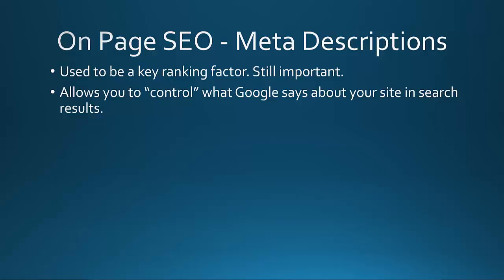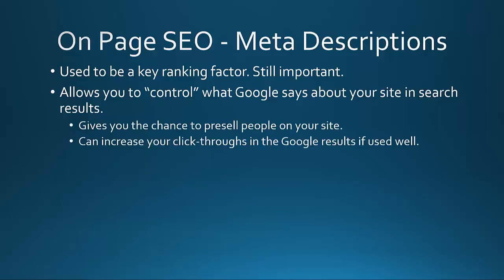and maybe a reason they should visit your site, because as you're getting impressions, you also want to be getting click-throughs, because it's no good if you have all the impressions in the world, like you show up in the first 3, but people are like, I don't want to click on this site. So this kind of allows you to control what Google says about your site in search results. Otherwise, they're just going to pull from the first paragraph on your site. Maybe they're going to pull from another part of your site, and it gives you the chance to pre-sell people on why they should click your link. It can increase your click-throughs in the Google search if used properly.